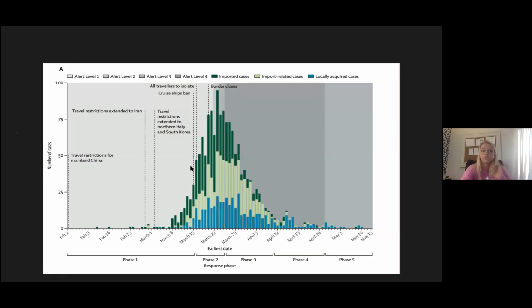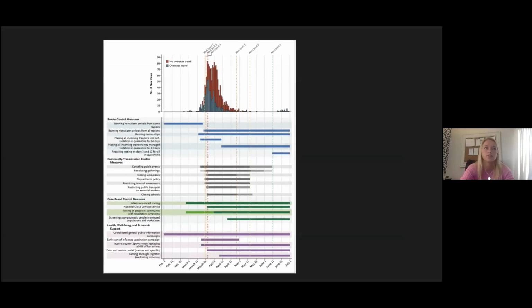So this is a graph showing their phases and alert systems. It shows that they were able to flatten their curve relatively quickly. They had their initial spike in March, and then with their different non-pharmaceutical measures and testing, they were able to really bring that curve down and flatten it. And ever since, as you'll see in the following slides, there have been very few cases reported. This is just another graph showing the same thing, but with the different measures they've taken and implemented.